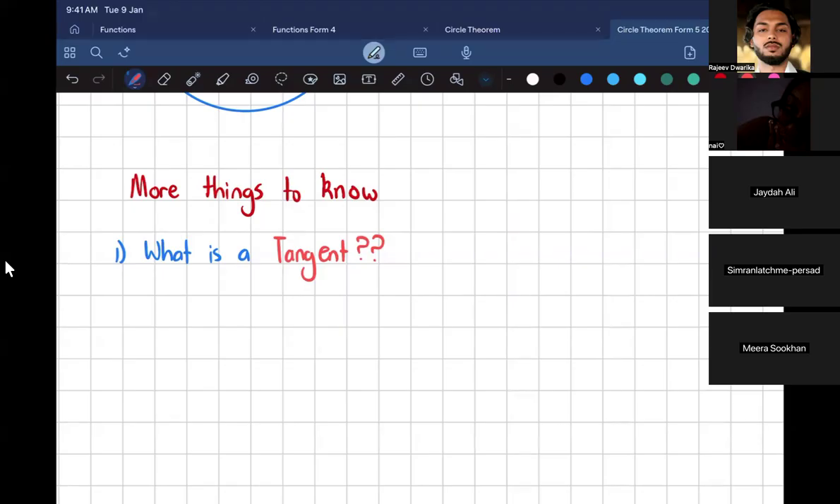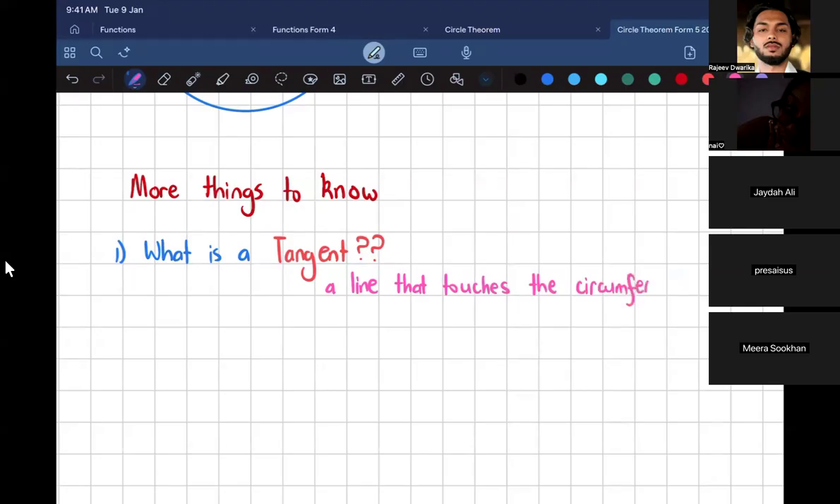So a tangent is when the line touches the circle, but it's like at the bottom of it? You're kind of closer. A tangent is a line that only touches the circle at one point, right? So a line that touches the circumference at one point.